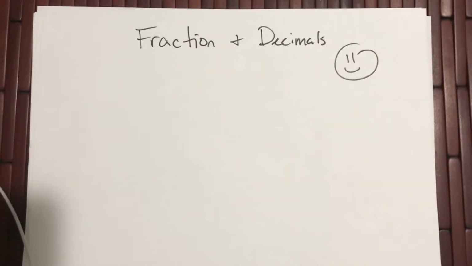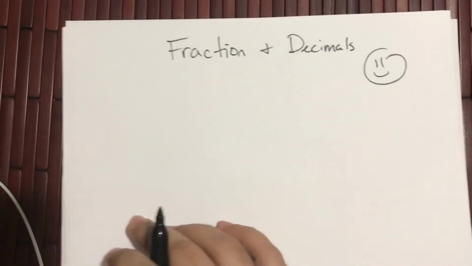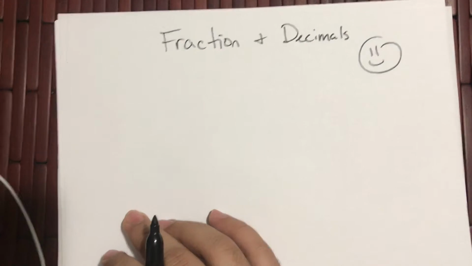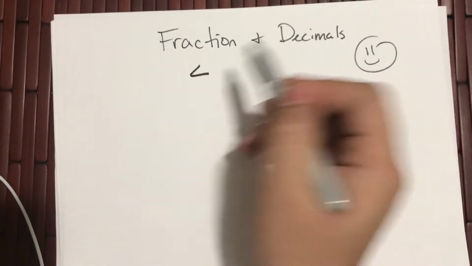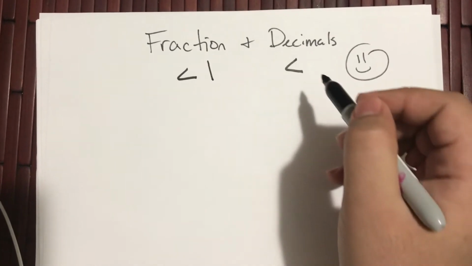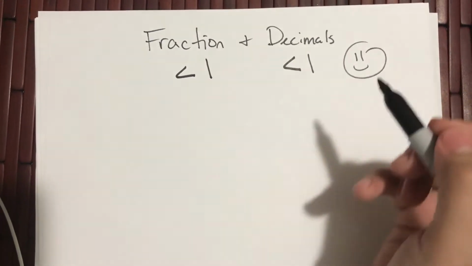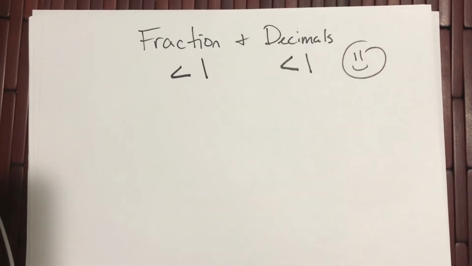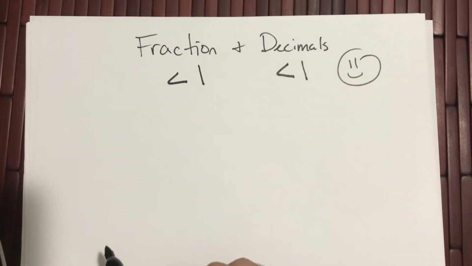Alright, hello guys. I just want to do a quick review on fractions and decimals. First of all, I want to remind you that a fraction and a decimal is any amount that would be less than 1. What does that mean? That they're smaller than 1. 1 is always going to be greater.